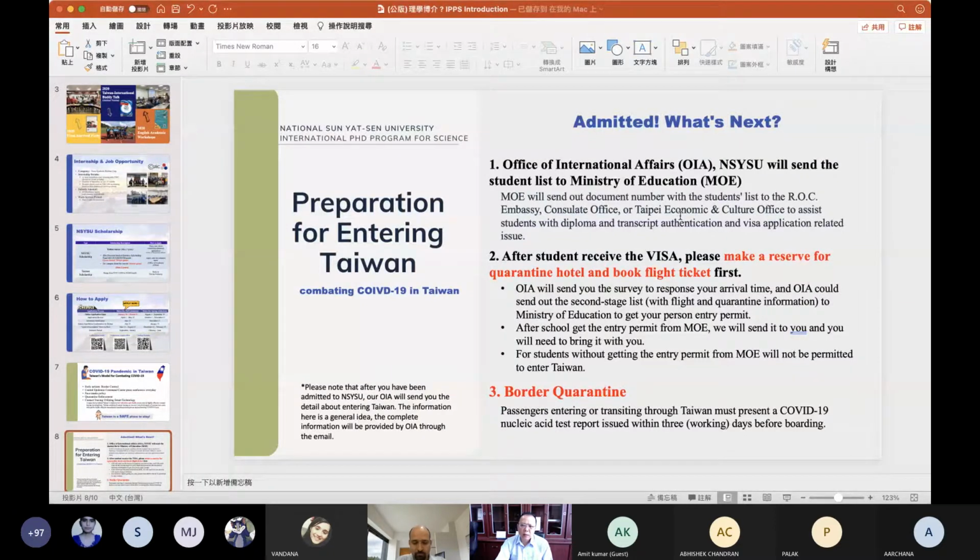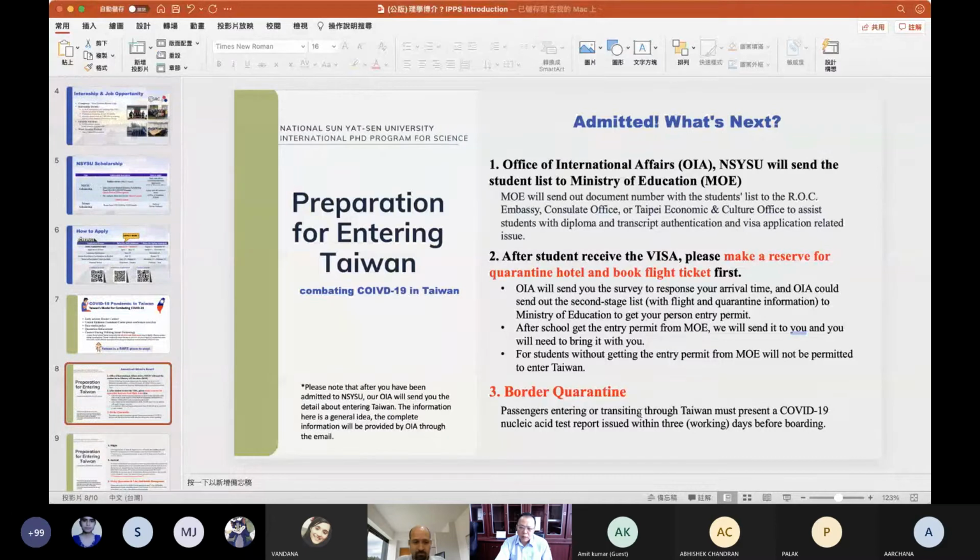Then they will send it to our embassy department, so students can receive the visa. So you can start to apply for the visa. And then after you get the visa, you can make a reservation for the quarantine hotel and book the flight tickets.